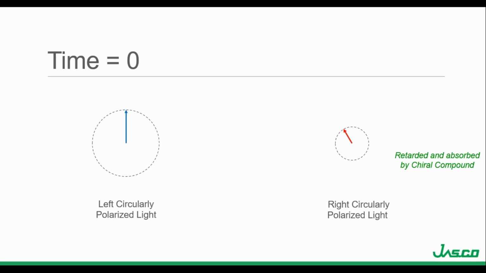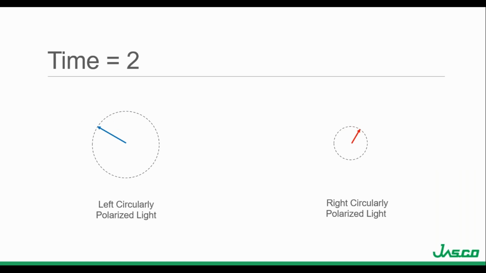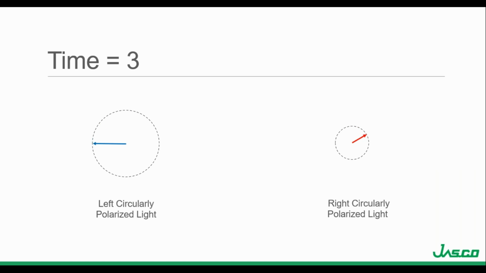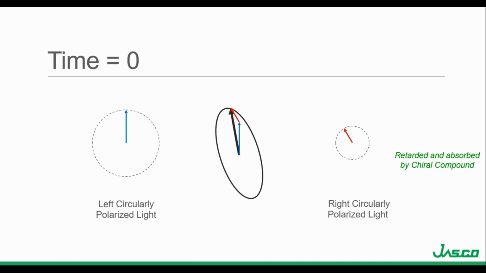So how can we visualize this? On the left-hand side, we have left circularly polarized light that's absorbed to a certain extent. And on the right, we have right-handed circularly polarized light that's absorbed a bit less because this is a chiral sample. You can see as time progresses and the circularly polarized light rotates, the left and right-handed circularly polarized light are absorbed to different extents by a chiral sample.